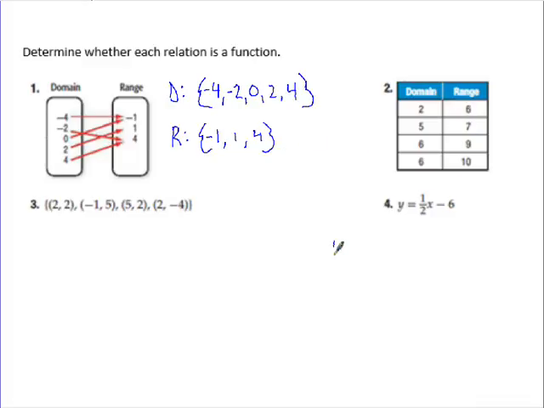So, for example, if I were going to do the domain and range for that table, I'm going to do it down here because that's where I have room. I would write 2, 5, 6, and then I do not need to write 6 again. I just put it in brackets. Even though it appears twice, I don't have to write it twice. And then the range would be 6, 7, 9, and 10.